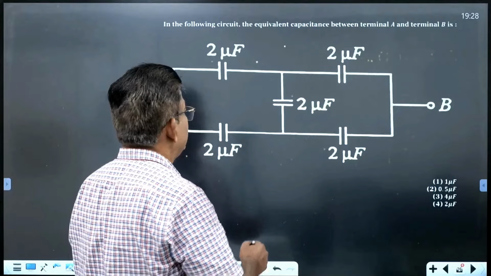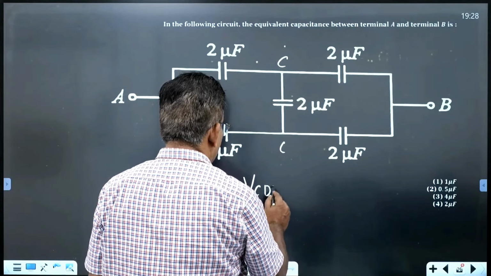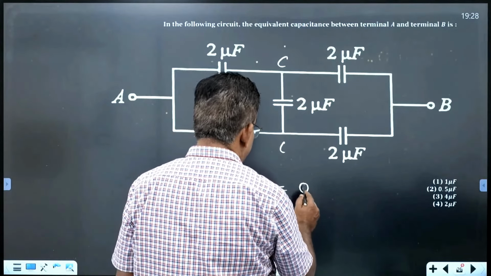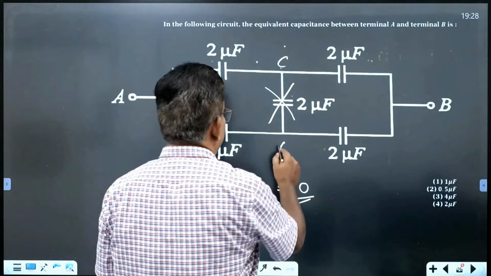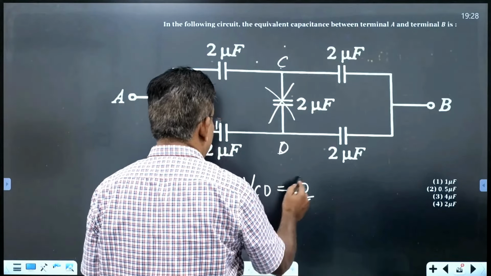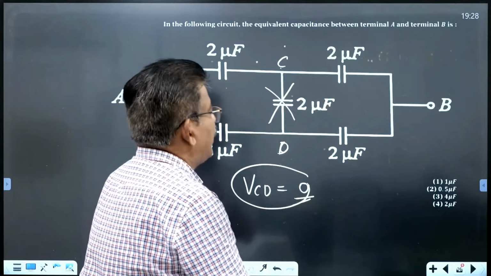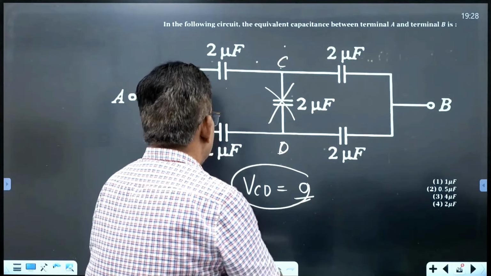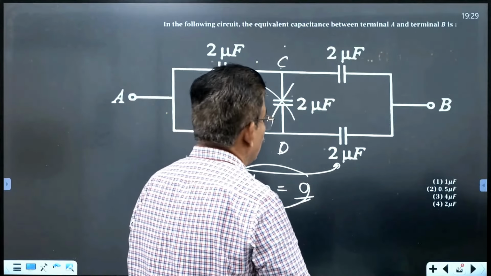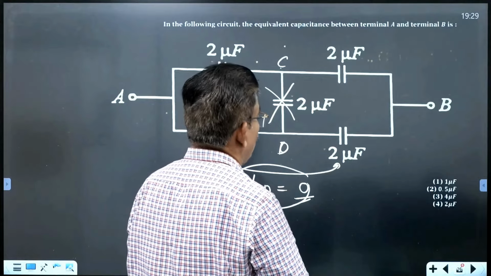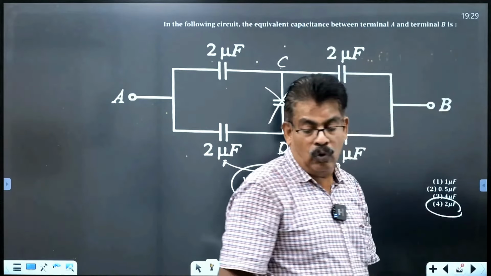Due to this arrangement, if I mark the points C and D, we can find that the potential difference between C and D will be zero. So we don't consider the capacitor whose terminals are at the same potential. These two will be in series, effective capacitance 2 by 2 equals 1. These two will be in series as well. Then the two 2s will be in parallel, so effective capacitance will be 2 microfarad. The answer is 4.